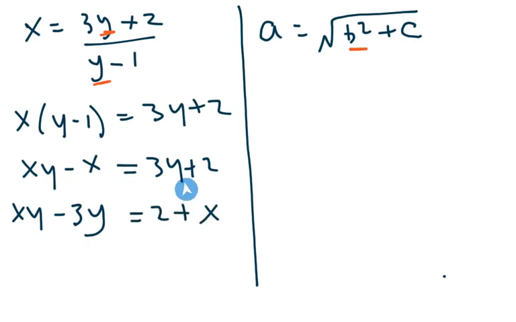So what I did was I brought my 3y across, it becomes minus 3y because I'm subtracting 3y from both sides. And then I added x to both sides to get rid of the x over to here. And there's my 2. I left that alone.